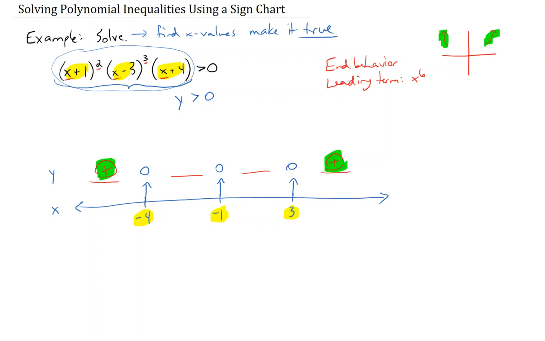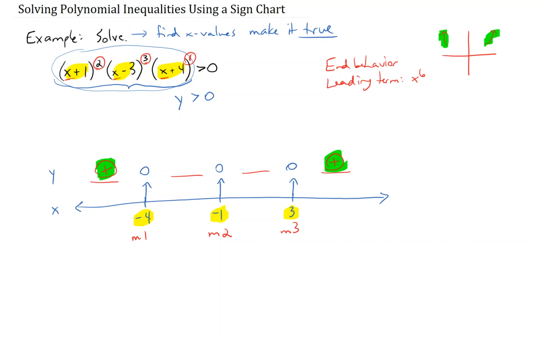Finally, to get the y values in the middle without plugging numbers in, we can use multiplicities. -4 has a multiplicity of 1. -1 has a multiplicity of 2. And 3 has a multiplicity of 3.